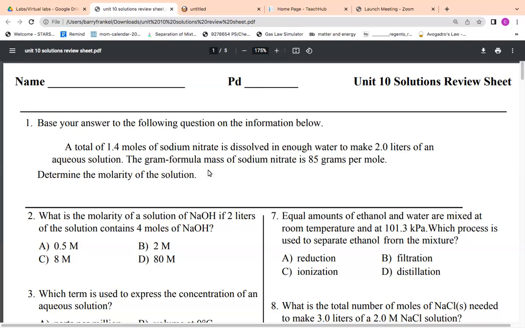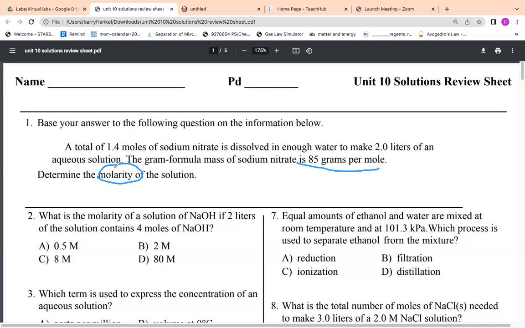Number one, a total of 1.4 moles of sodium nitrate is dissolved in enough water to make 2 liters of an aqueous solution. The gram formula mass of sodium nitrate is 85 grams per mole. Now, this one is, I would call it a little bit of a trick question because they give some unnecessary information that might kind of trip you up a little bit. And that unnecessary information is this right here. You don't actually need the gram formula mass, okay, because they're asking for molarity.